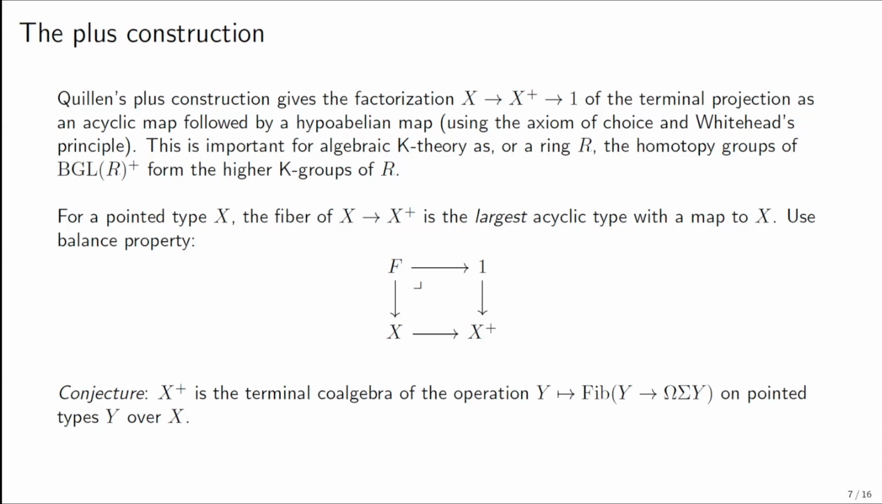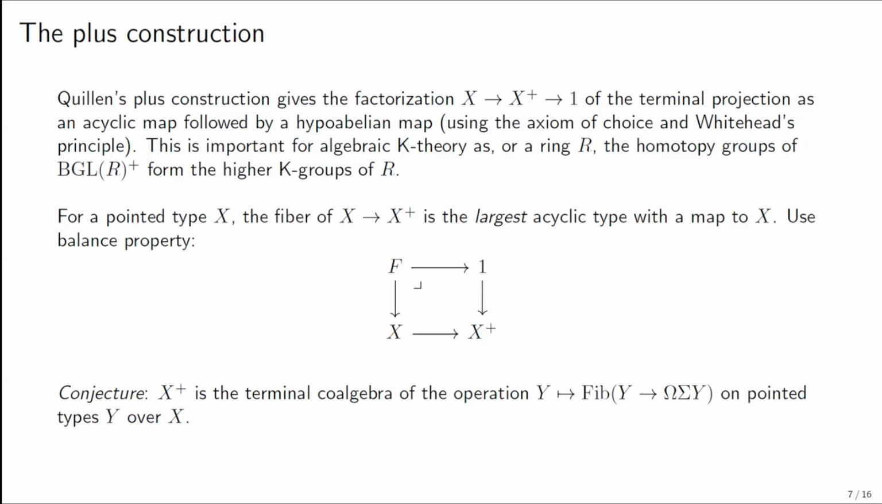And we also have a conjecture that it's the terminal coalgebra of a particular operation, taking the fiber of the identity type north equals north in the suspension of a type that maps to X. So this is the loop suspension of Y. Just as an aside, on the level of classifying types, this loop space of a suspension implements the abelianization. So this is a homotopical version of abelianizing or finding the commutator subgroup.